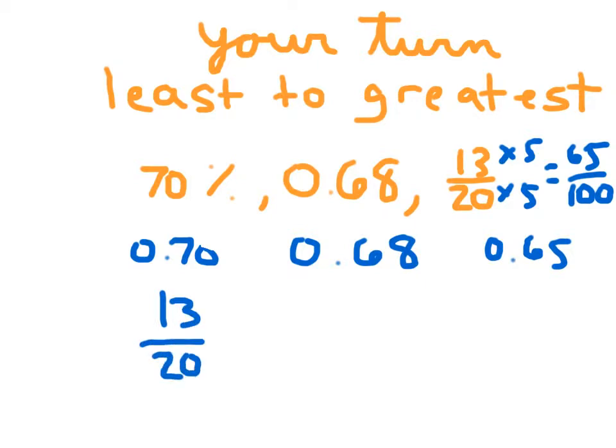If you didn't do that, we had one fraction, one percentage, and one decimal. Next one there would be 0.68. And finally, we would have 70%. And remember, you must write it back the same way in order that it's given to you.